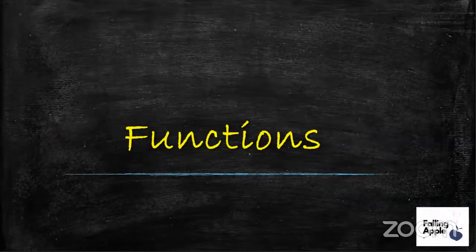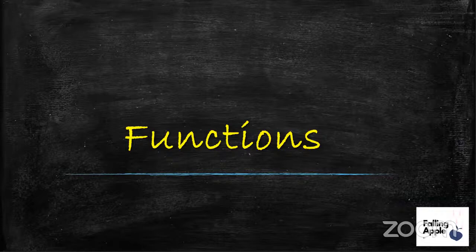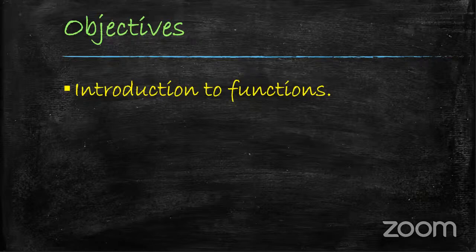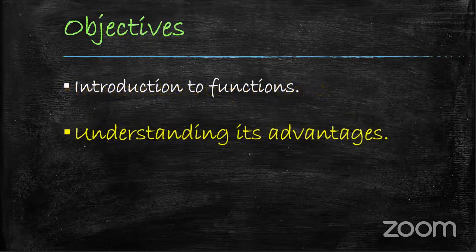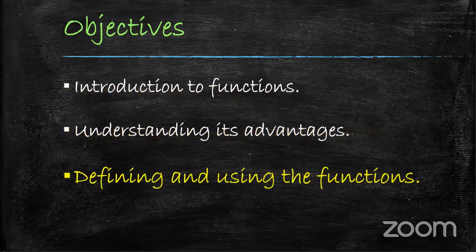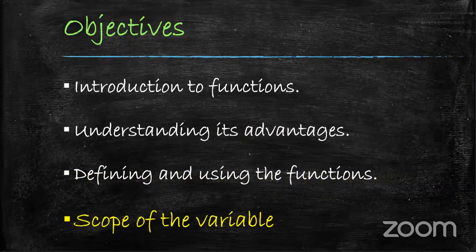Okay, so the next part we are going to learn is something called functions. In mathematics we have already learned about functions. The objectives of this part of the lecture: we are going to get introduced to functions, understand their advantages, and then define and use functions. We'll learn how to define the functions and how to use them. Then there is something called scope of variables, but I'll keep scope of variables as self-study.